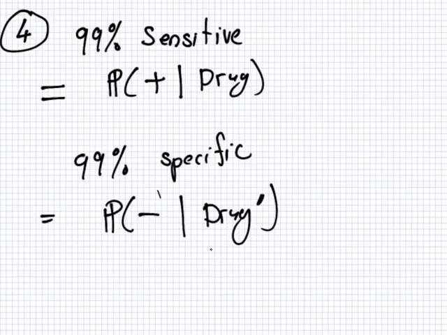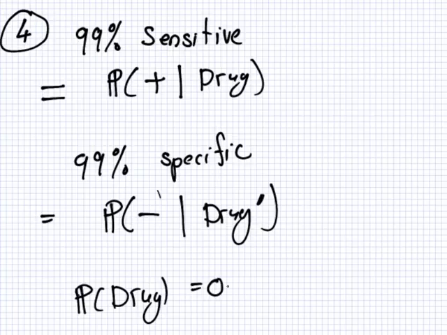So it looks like this test is a pretty good test. If the person uses drugs, then 99% of the time it will give a positive result. If the person does not use drugs, 99% of the time it will give a negative result. We'll also say for this question, the probability a person uses drugs is quite small, 0.5% of the population, which is 0.005.